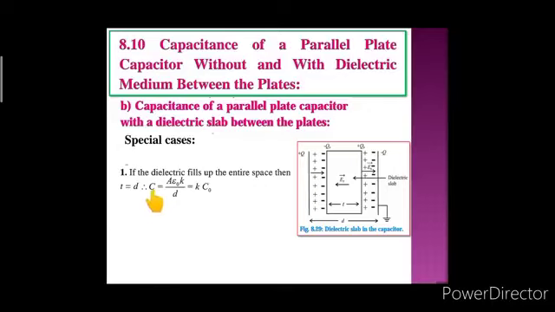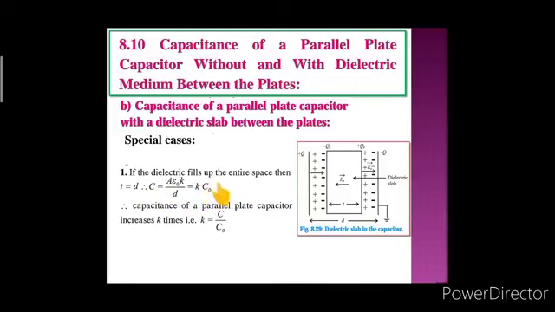Hence finally we are writing the capacitance when the dielectric fills up the entire space, then C is equal to A epsilon naught K upon d, and this A epsilon naught upon d we are writing as C0, so C is equal to K into C0 there. And also we can say that the capacitance of the parallel plate capacitor increases K times there. That is, K is equal to C upon C0.